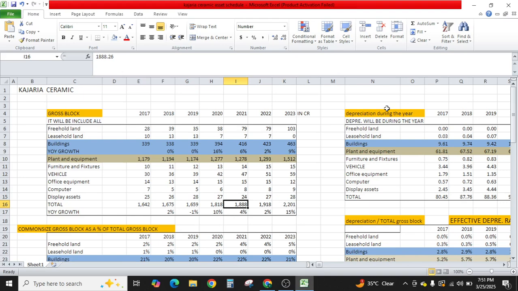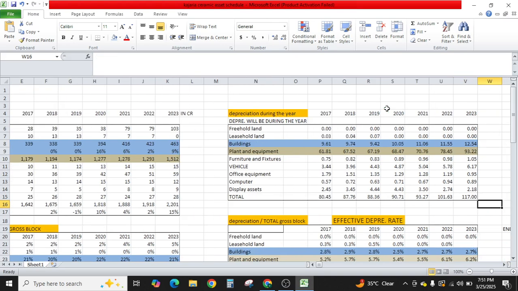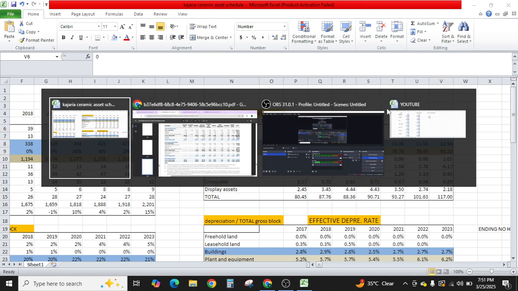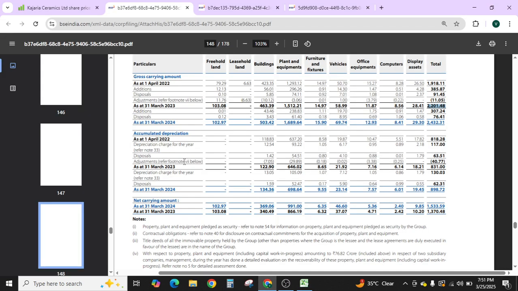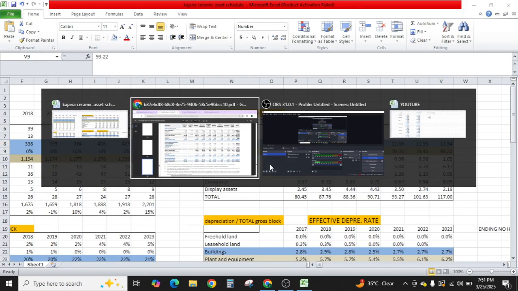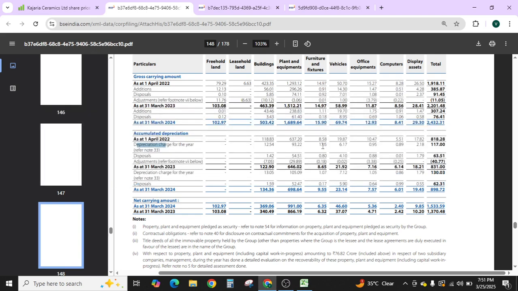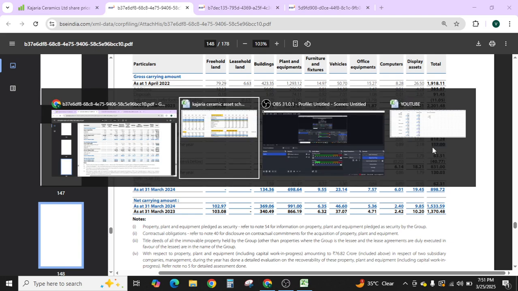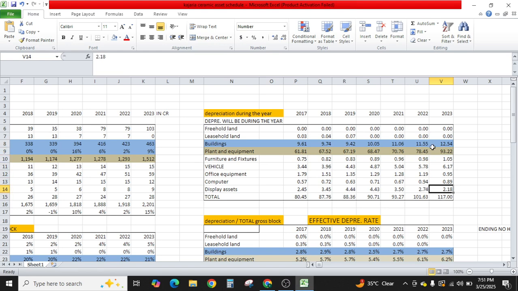Now this depreciation during the year. Same way for 2023, this is the depreciation charge for the year: 12.54 for building, 12.54 for plant and equipment. It is 93.22, 93.22, 1.05, and all the rest, which total up to 117. This is for FY23. I am showing you FY23 numbers.